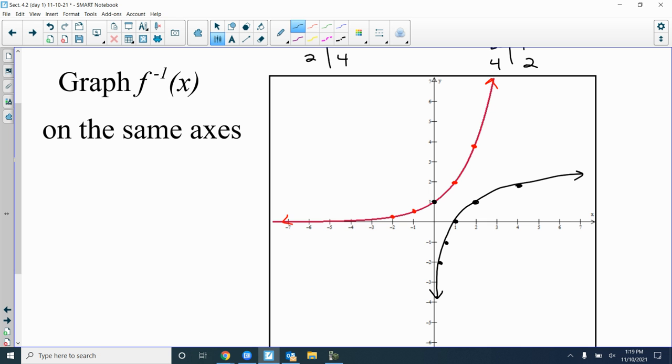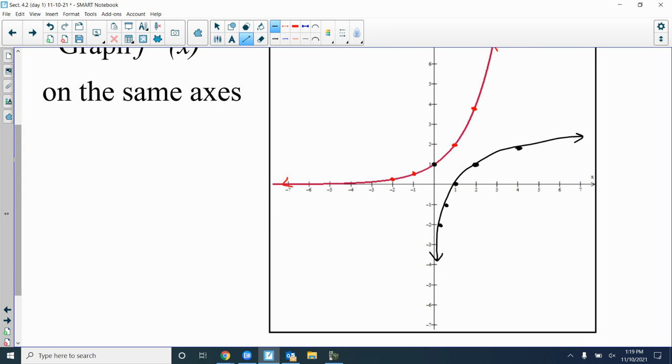remember they flip their domain and ranges. The domain of the original function is the range of the inverse, and the range of the original is the domain of the inverse. Also, it is a reflection about the line y equals x. Not that you have to draw that in there, but that just gives you a visual, so it flips over that side. The second one does not have a horizontal asymptote, but now it has a vertical one.